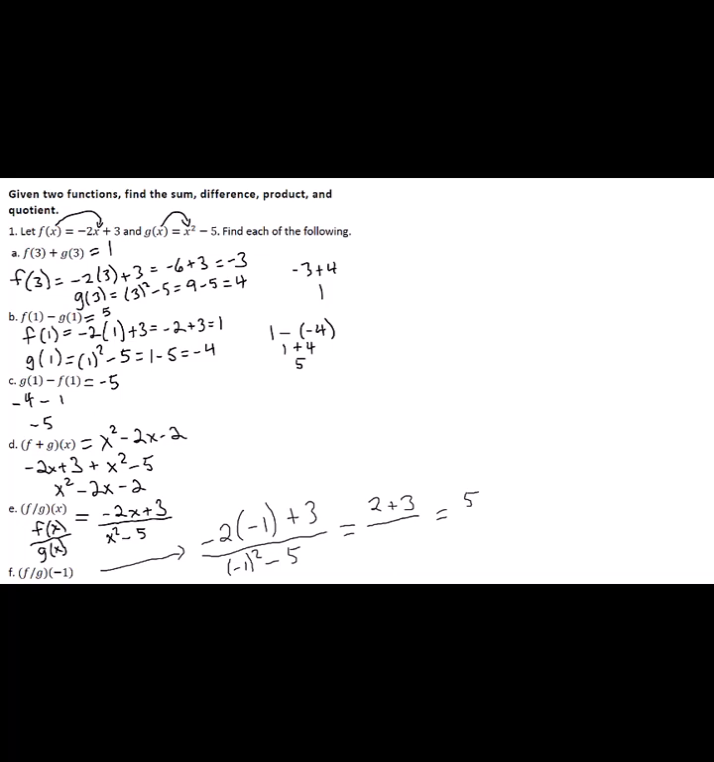And then on the denominator, we have -1 squared, which is 1, minus 5, which is -4. So here we have 5 divided by -4, which is -5/4. All right, let's look at some more examples.